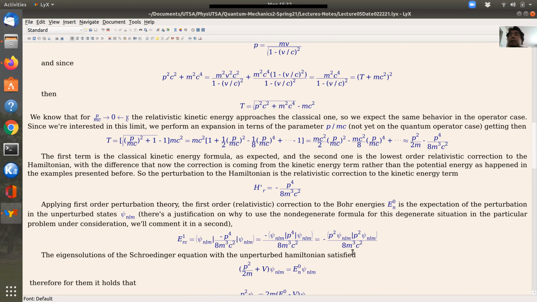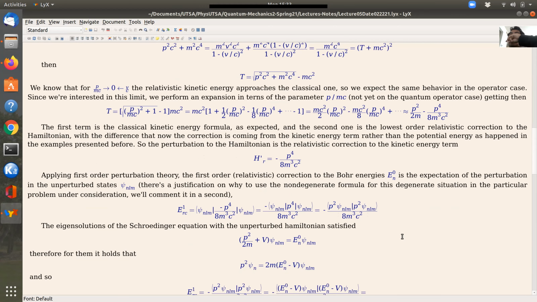And well, we will use this perturbation Hamiltonian to calculate the corrections coming from this contribution. Now, in principle, we know that the hydrogen atom beyond the ground state is degenerate. However, there is a justification in this particular case to use basically the non-degenerate formula for the first order energy corrections. And I will bring the justification in a second.